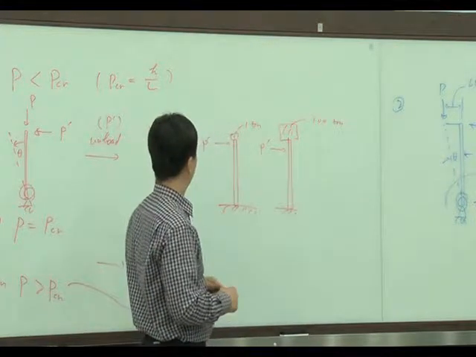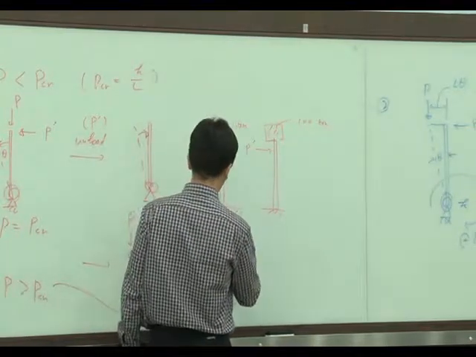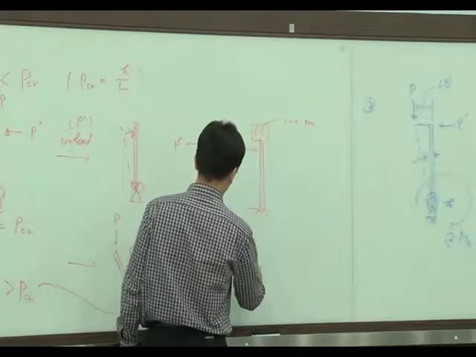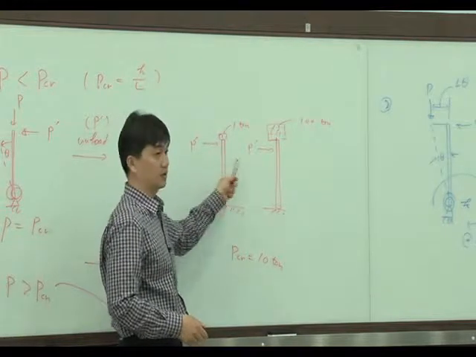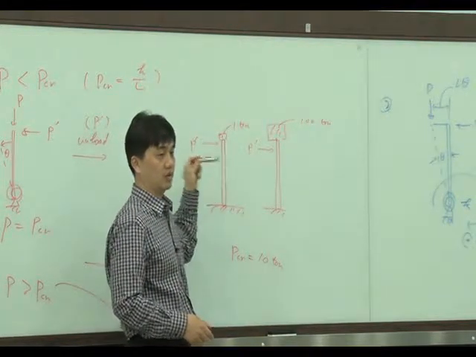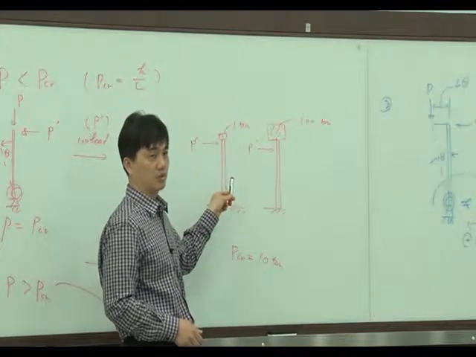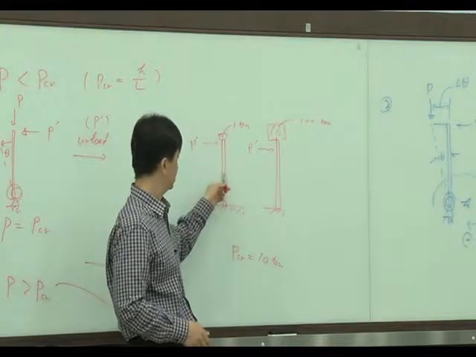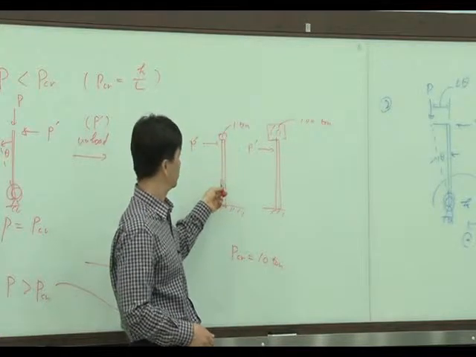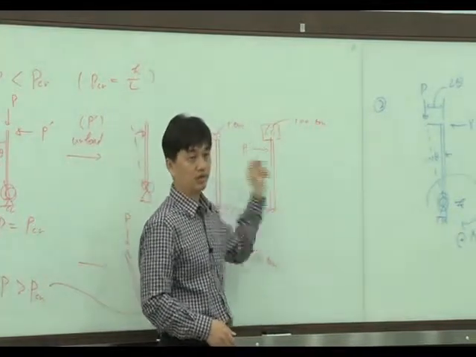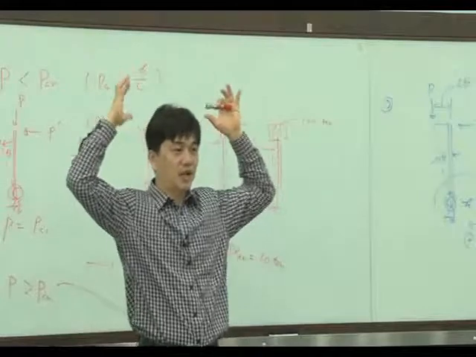So for example, PCR equals 10 ton. So in this case, even if you give a perturbating lateral force, this will go back to the original position. So in this case, this structure doesn't buckle. But in this case, it will fall down, right? Because of the load we have on the top of your head, right?